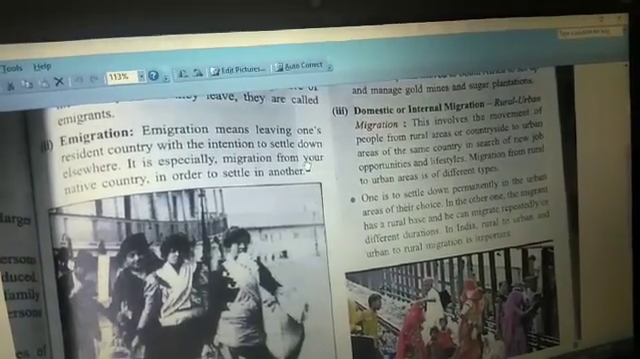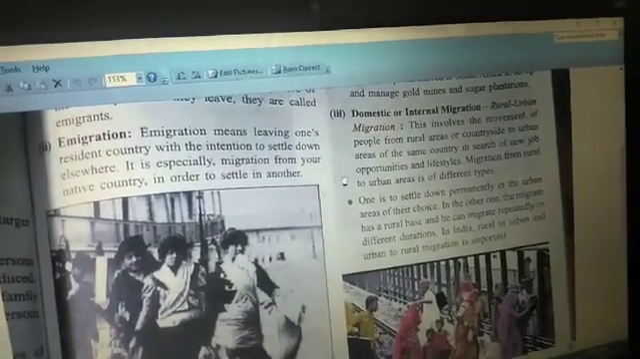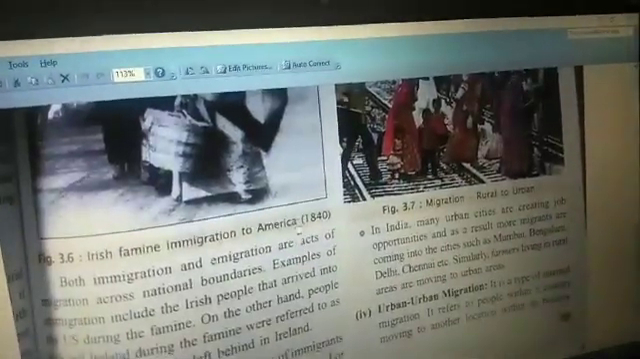They are coming for any kind of reason, for studies or for a job, just as a tourist, it can be anything. Emigration is just the opposite. If we are going away from our country, then that is called emigration, and we are called emigrants. This is also for any reason, for study purposes or for a job, or for anything it can be. These are the two different types of migration.